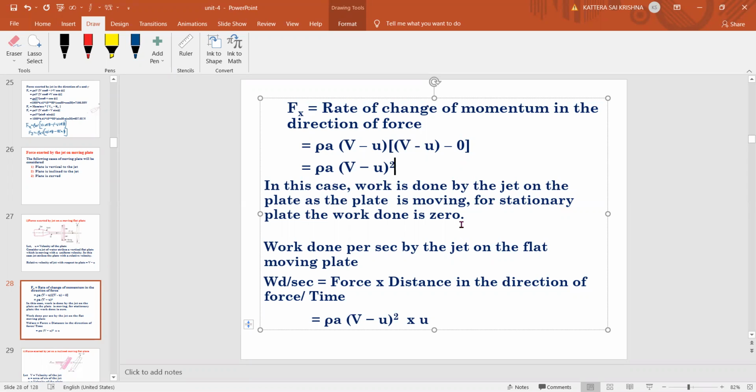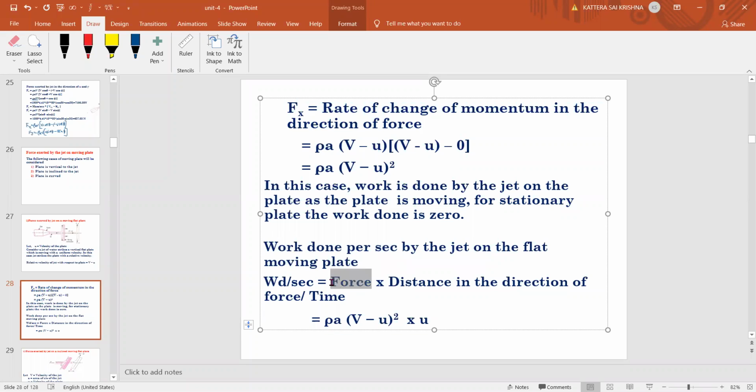But the work done by the jet on the plate which is moving is calculated here. That is the work done per second by the jet on the moving plate. How much work is done per time, we are calculating. So work done per second is equal to force into distance in the direction of force per time. Per second we are calculating, so that's why we are taking per time. Work done is actually force into distance, so work done per second is force into distance per time.